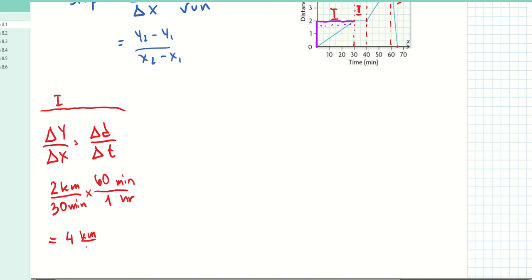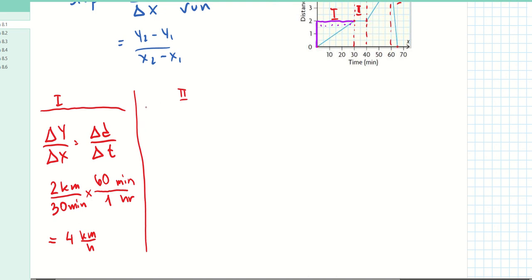Or you can just use a calculator if you want. All right. So there you go. That's our speed in the first interval. So 4 kilometers an hour. So that seems like someone may be walking at a fairly normal rate, I guess. It's not really fast. 4 kilometers an hour is kind of walking speed. So let's take a look at interval number 2.